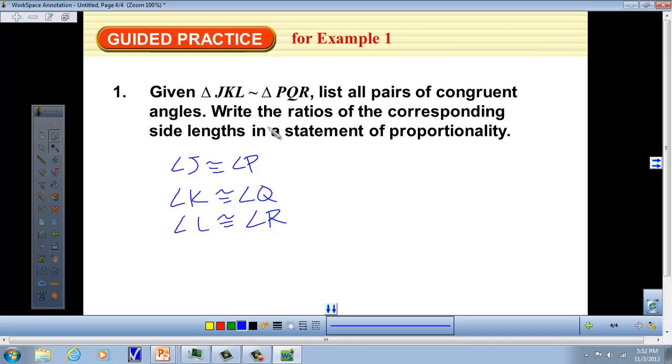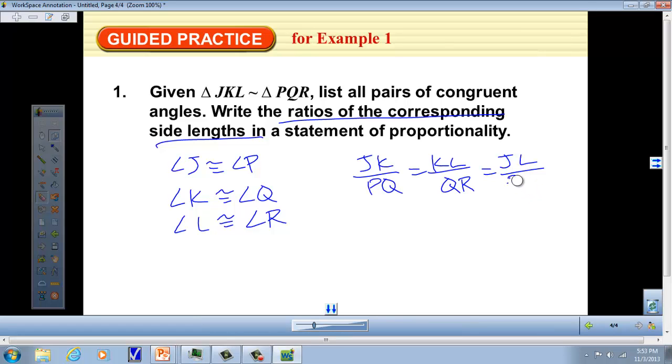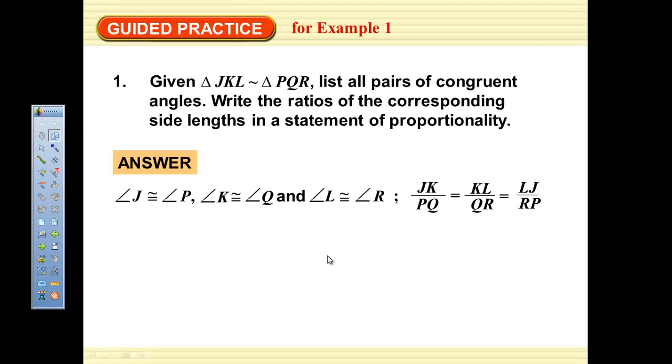Okay? And the ratios of corresponding side lengths, we can write JK, which if we look over here matches with PQ. And then we take KL, which matches up with QR. And finally, JL matches up with PR. And they may write those in a different order, like RP they may write instead of PR, but it'll be basically the same thing. So it would look something like that. Okay? And we're done here.